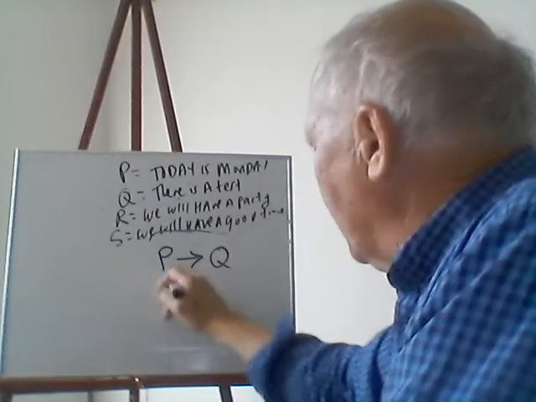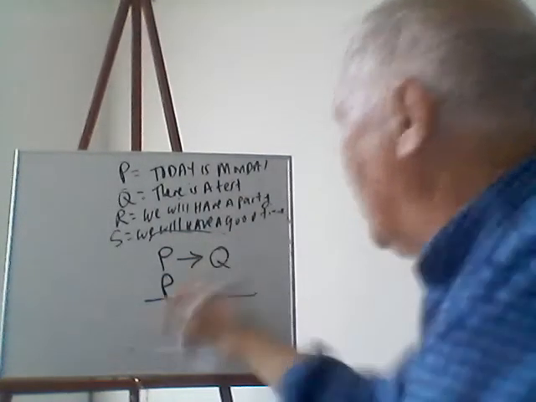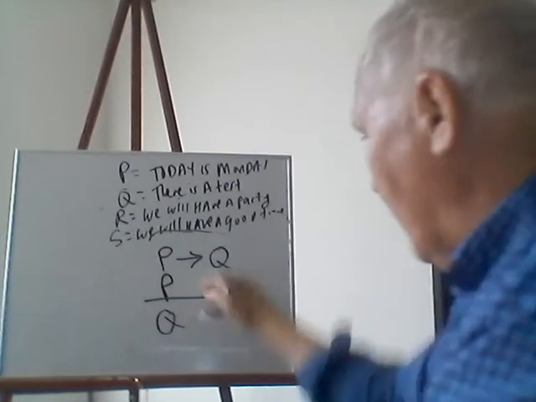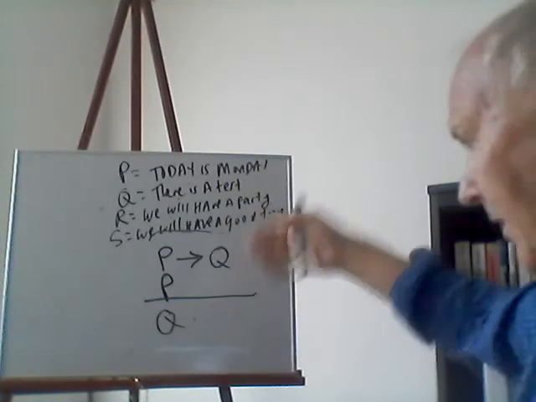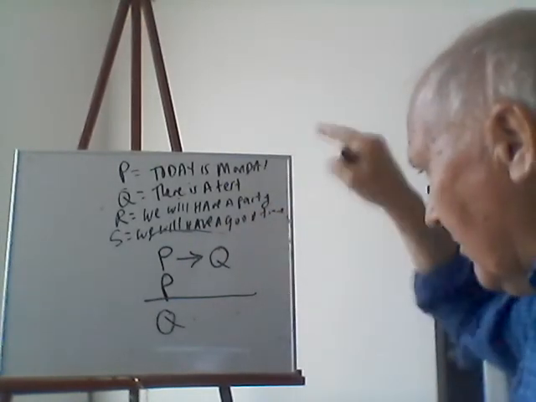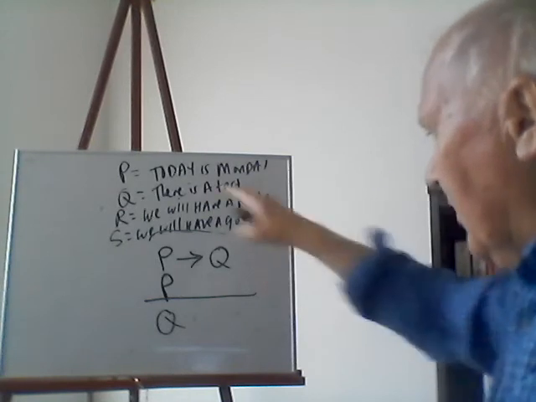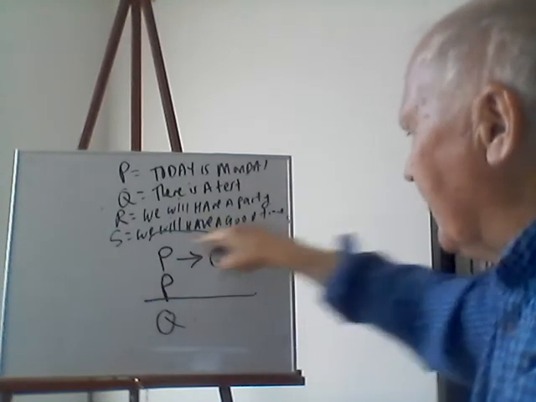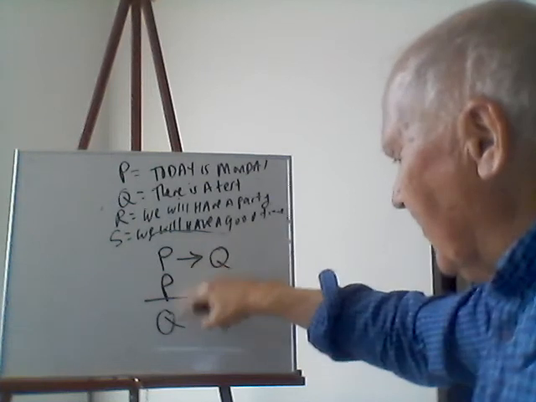P, this is a deductive argument. Today is Monday. What follows from that? There's a test. Any argument that has that form is a valid argument form. If it's a cat, then it's an animal. It's a cat, therefore it's an animal. If it's a cat, then it's a scientist. It's a cat, therefore it's a scientist.